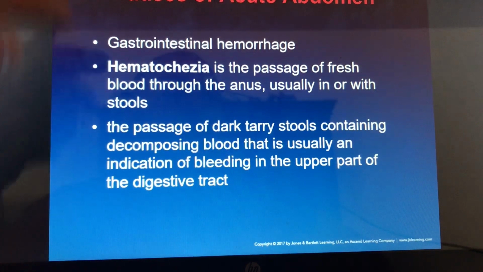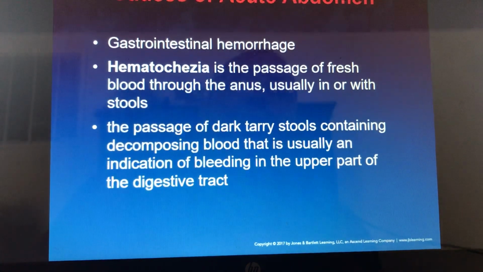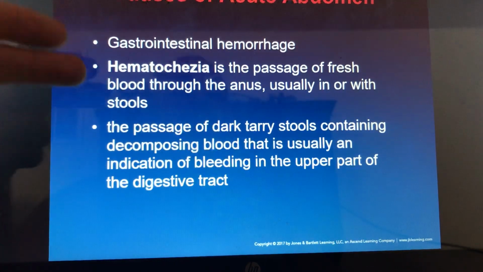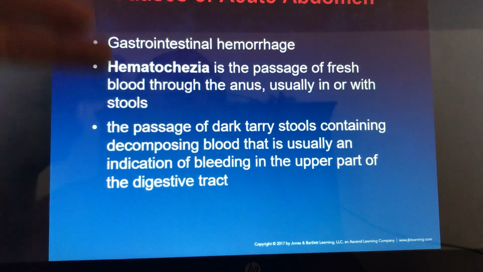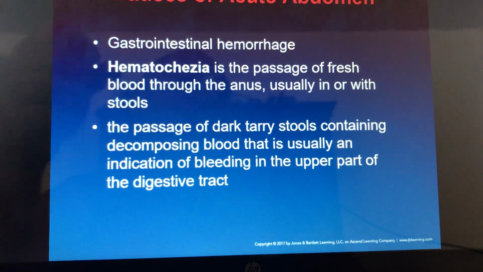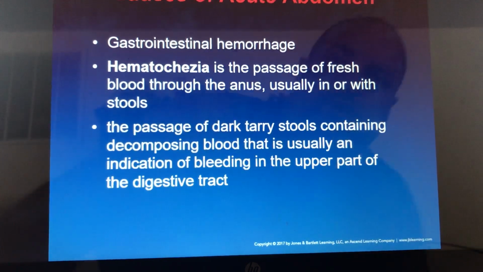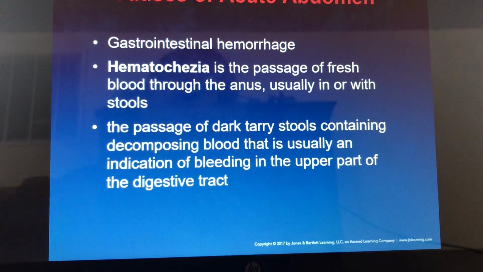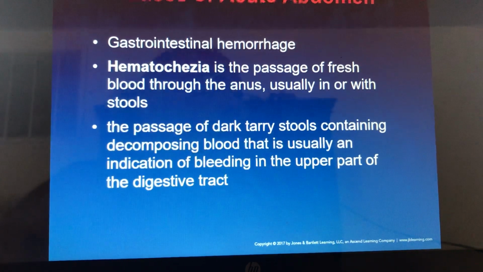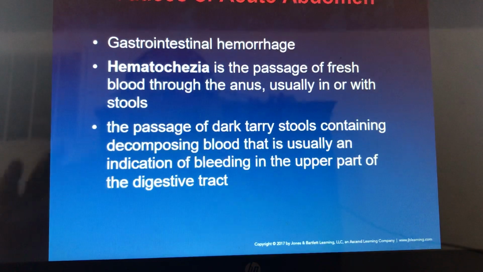So hematochezia typically means it's going to be a lower GI bleed. That's because the blood has not had time to be digested and absorbed. So you have fresh blood that's not getting absorbed, because more than likely it's in the colon somewhere. And remember, the colon doesn't absorb anything. It just takes out fluid and reabsorbs the fluid. If it's dark tarry stool, also called melena, it is dark and tarry. It's pasty. It's really gross. It's thick and sticky.